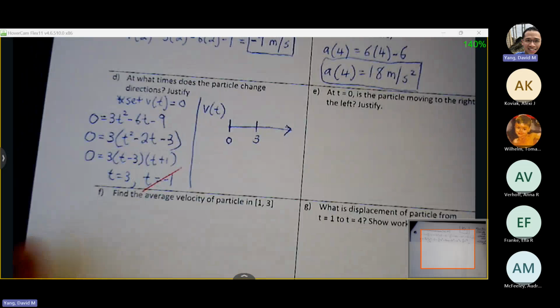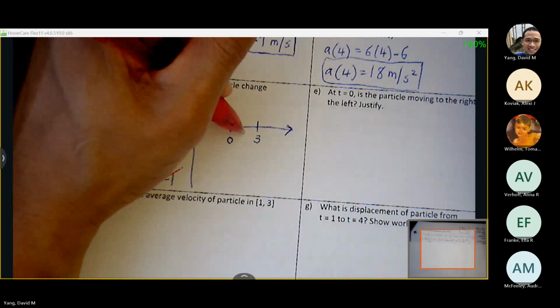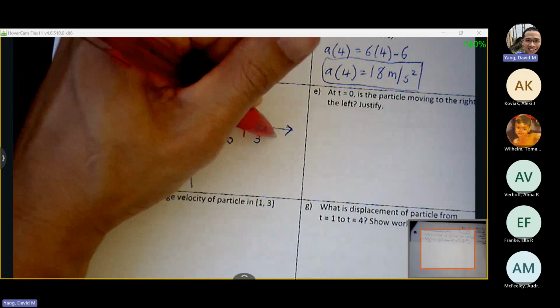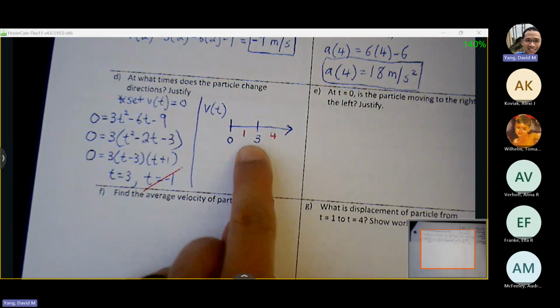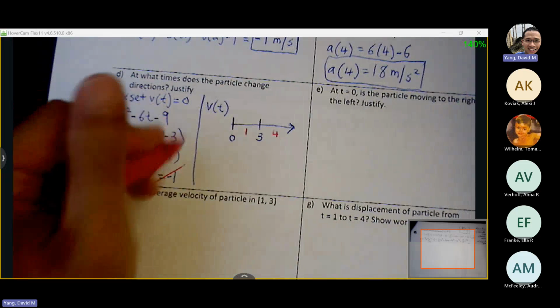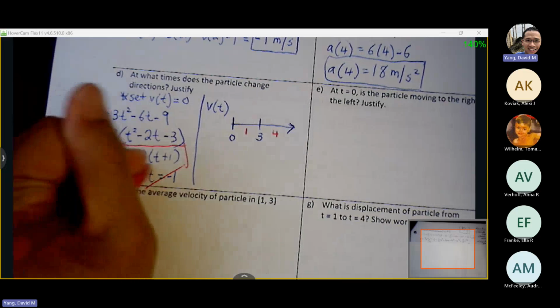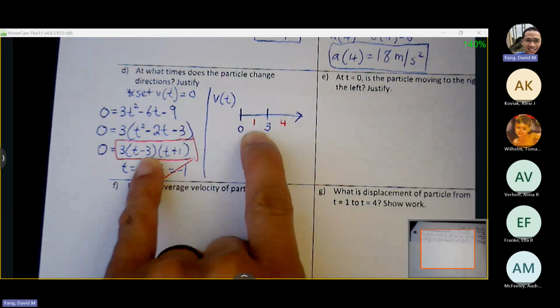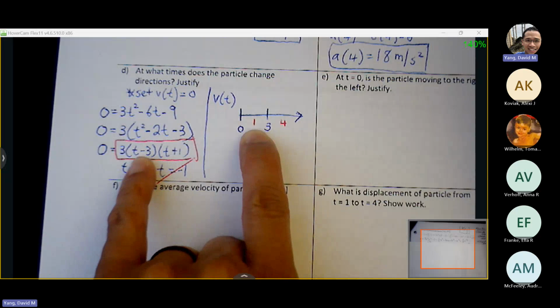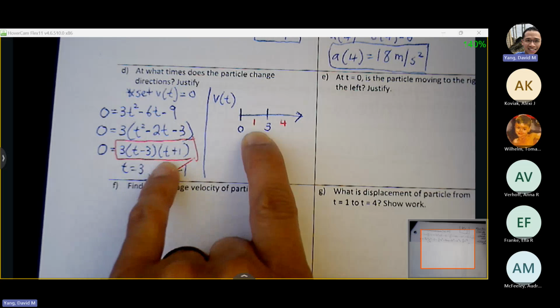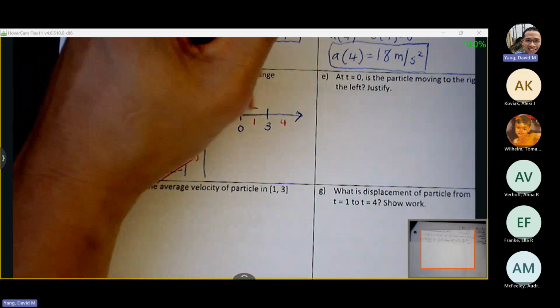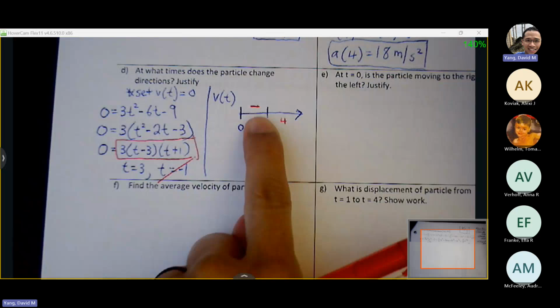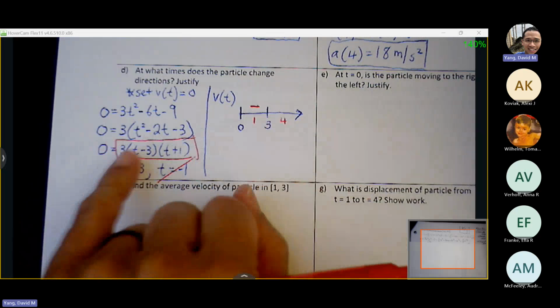Okay, we're going to test each subinterval. I'll test 1, and I'll test 4. Any of the velocity functions will work, but I like to put it into the factored form. It's the easiest calculations without a calculator. So, 1 in for t, I get 1 minus 3, which is negative, times 1 plus 1, which is positive. Negative times positive is negative, so I know that in this first interval, that negative indicates this particle is moving to the left.